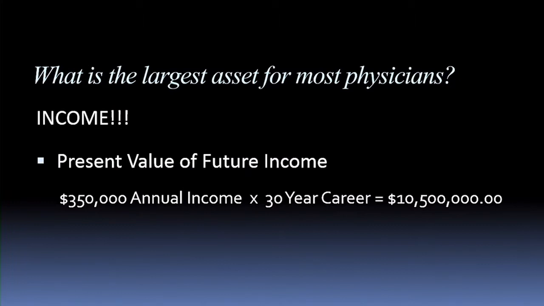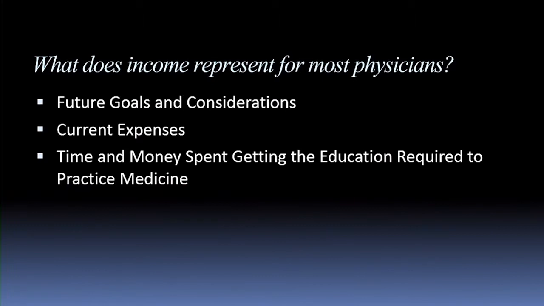A lot of people, when we talk about asset protection, the thing that comes to mind is, well, I don't have any assets to protect. Well, a plaintiff's attorney is not going to view it that way. If you've got a future income of $10.5 million ahead of you in your 30-year career, if you're making $350,000 a year, that is a huge asset to go after. So keeping in mind that your income is arguably the most important asset to protect, that's really important.